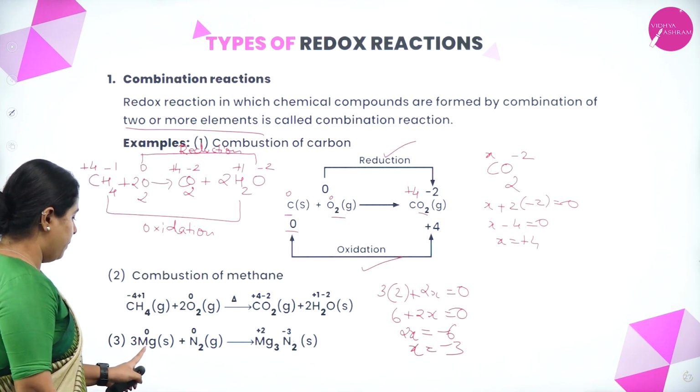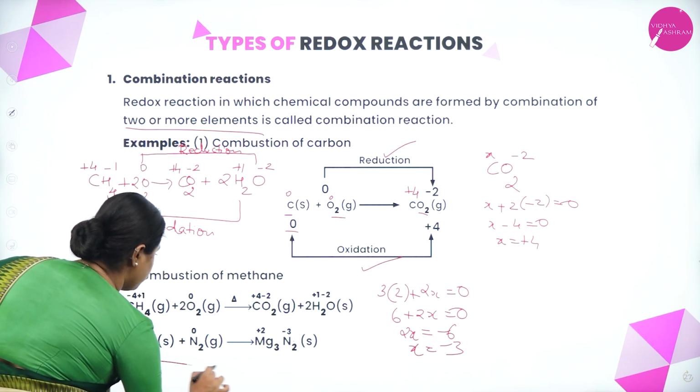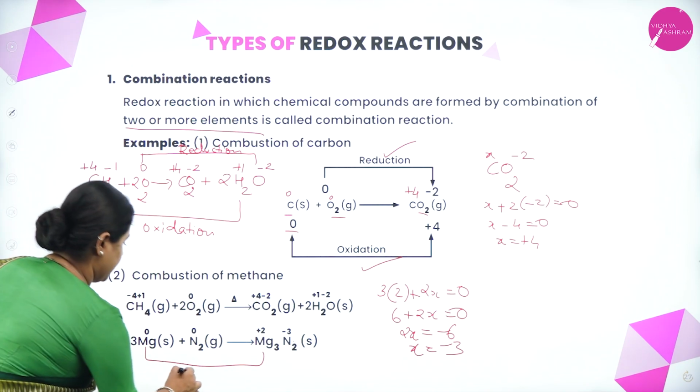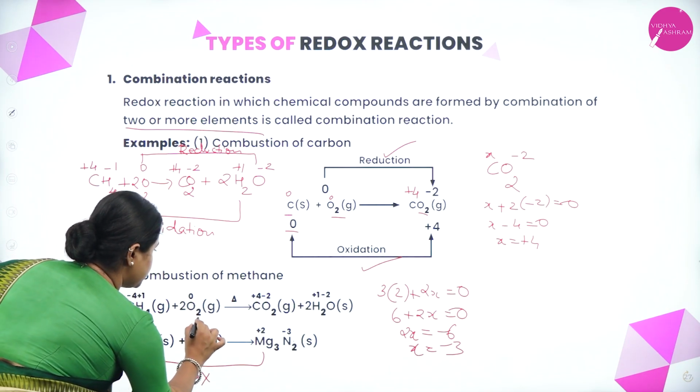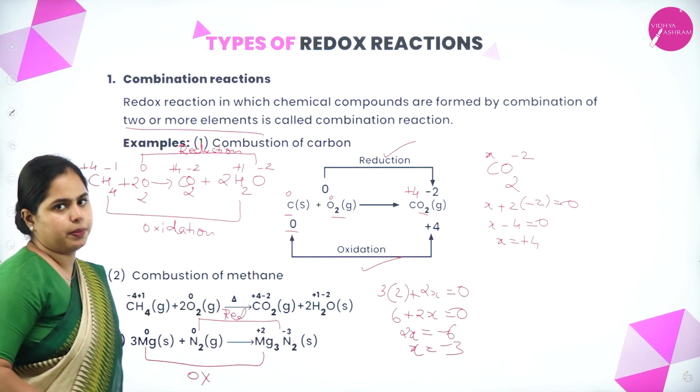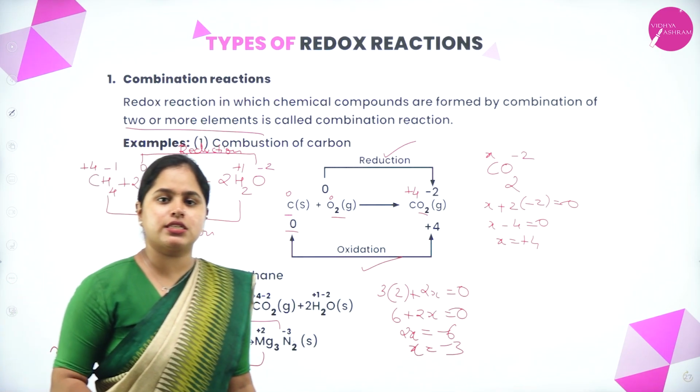So here also magnesium has increased from 0 to +2. So what is happening here? Oxidation is taking place, and nitrogen from 0 to -3 has reduced. So here reduction has taken place. So I hope combination reactions are clear for you.